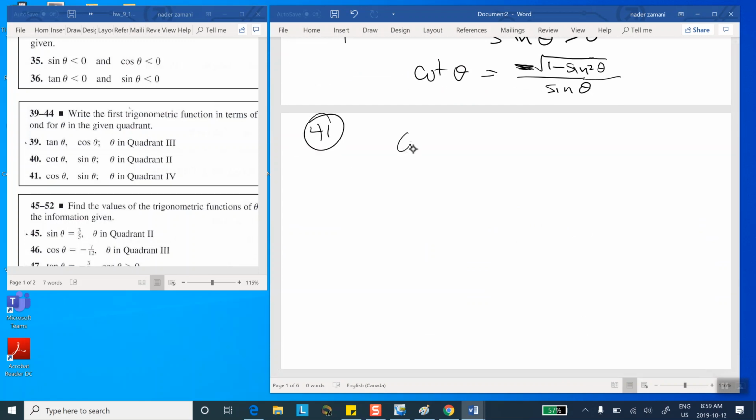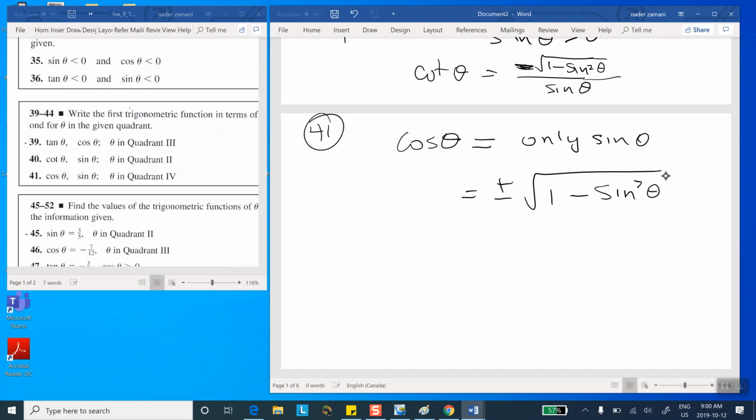41, cosine in terms of sine. So on the right-hand side, only sine. Obviously we know how it works: square root of 1 minus sine squared. However, we are told that you're in quadrant 4.